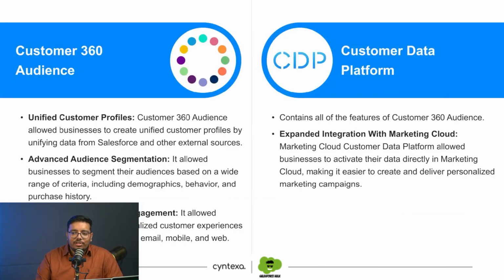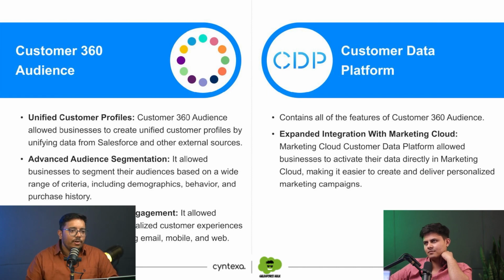So the first one is Customer 360. In that we have unified customer profiles. What is a unified customer profile? To understand this, let's take an example of a business. E-commerce is an example that is easy to understand for everybody. Let's say we have a customer who has made a purchase offline from a store, and had also made a purchase from the online store. He had also interacted with your marketing journeys and with your ad campaigns as well. But all of that data is in different silos.